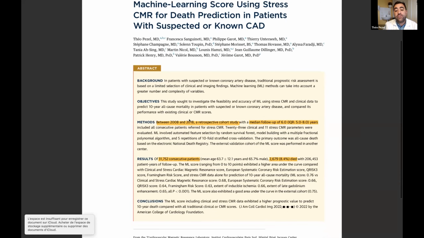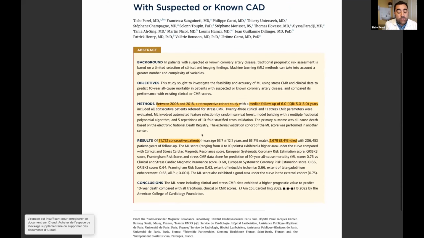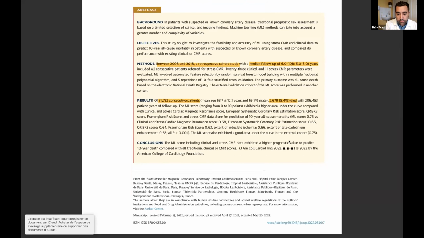So we worked over 10 years. This is a retrospective study with all consecutive patients referred for stress CMR in our center. So a pretty classical population referred for suspected or known CAD. The median follow-up was 6 years. As you can see, there is a huge sample size, and this is really nice. And again, this is the work of Jérôme Garot for 10 years now, with more than 30,000 consecutive patients. Very important when you perform a machine learning score is to assess the rate of events. In this case, 8.4% died in this cohort. After 10 years, this is pretty logical.